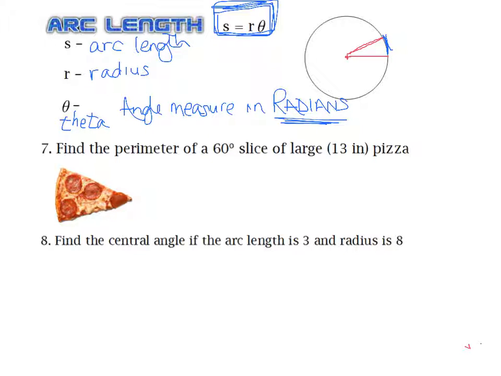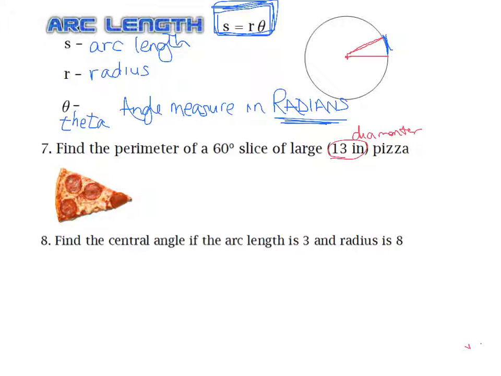Let's try a problem. Number 7 says, find the perimeter of a 60-degree slice of a large 13-inch pizza. When you buy pizza, if you ask what size it is, they're going to tell you what the diameter is. This 13 inches is the diameter of the pizza.